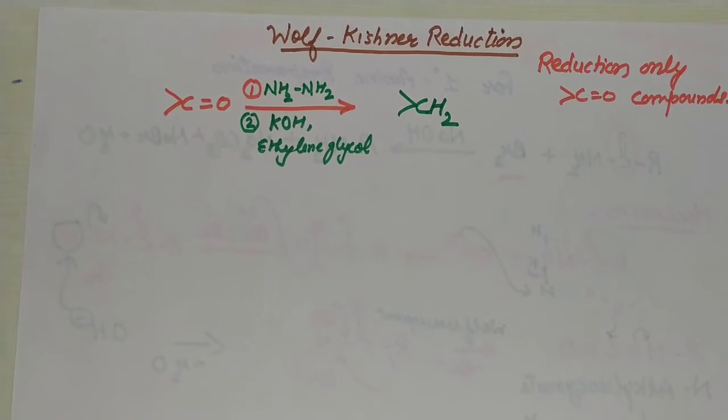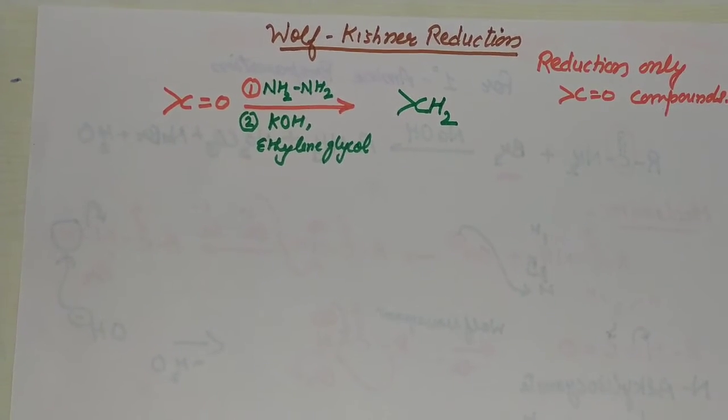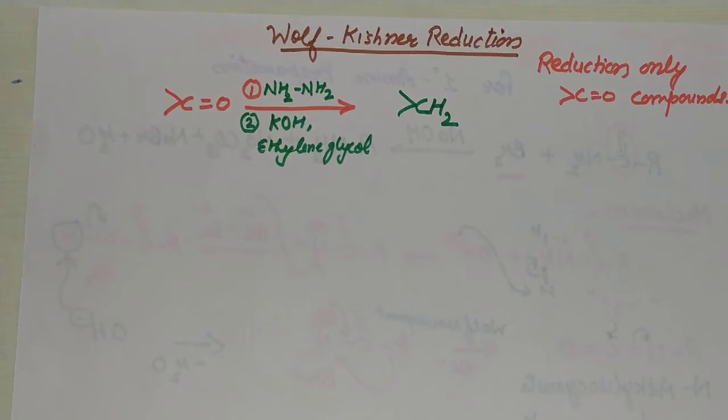Today I am going to brief about the topic which is Wolff-Kishner reduction. It is an important organic chemistry reaction, and this reaction is used for the reduction of an aldehydic or ketonic group, which is a carbonyl group, either aliphatic or aromatic, to a hydrocarbon. So the hydrocarbon prepared may be an aliphatic or aromatic hydrocarbon. This reaction is known as Wolff-Kishner reduction.